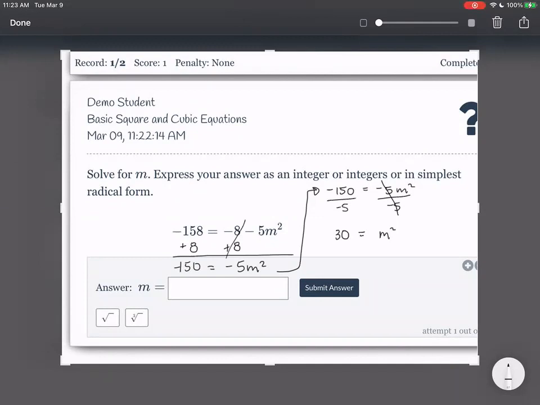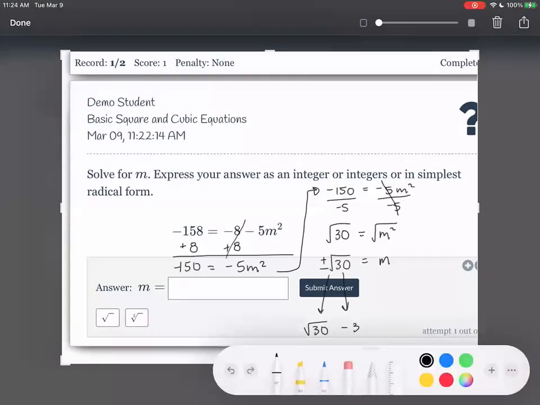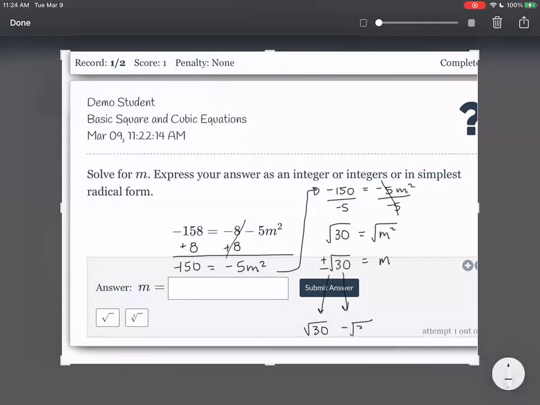From here, we're going to square root both sides, because to get rid of a squared, you want to do the opposite. You want to square root. So I square root both sides, and the square root and the squared cancel out, leaving us with just m. And then I will get positive or negative square root of 30. And so remember that the positive or negative means that there's two answers. There's the positive square root 30 and there's a negative square root 30.